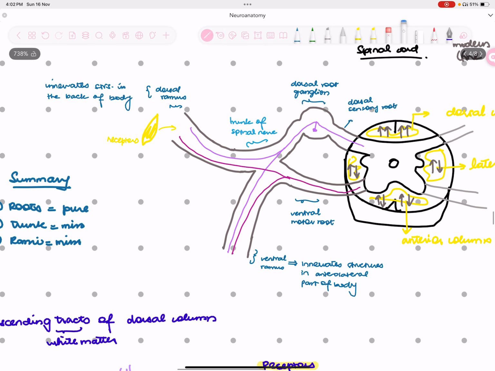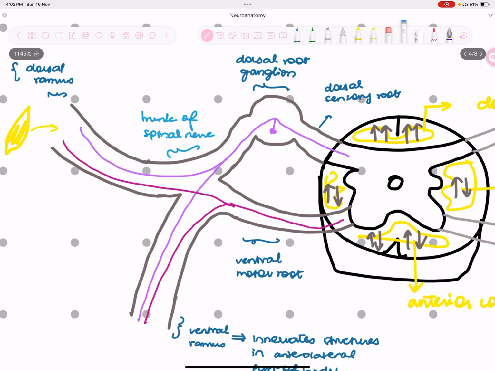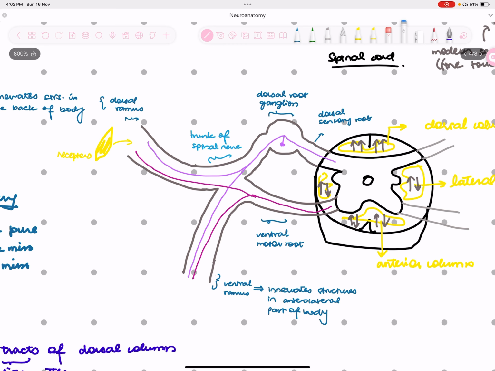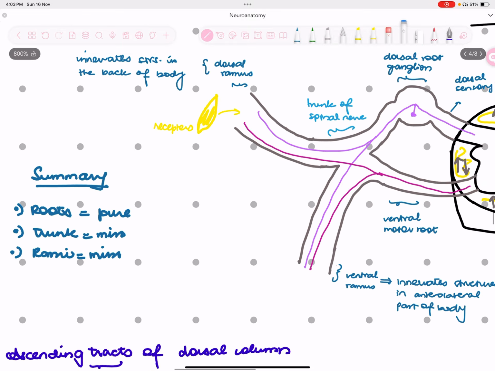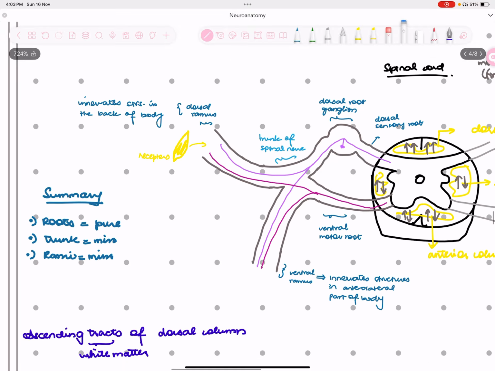Another very important thing to notice is that now your dorsal sensory root is carrying only the sensory nerve fibers, and the ventral motor root is carrying only the motor nerve fibers, right? But the trunk of the spinal nerve is carrying a mixture of both the sensory and the motor nerve fibers. And the same goes for the rami, they are carrying both the sensory and the motor, right? So this brings us to the conclusion that the roots are pure.